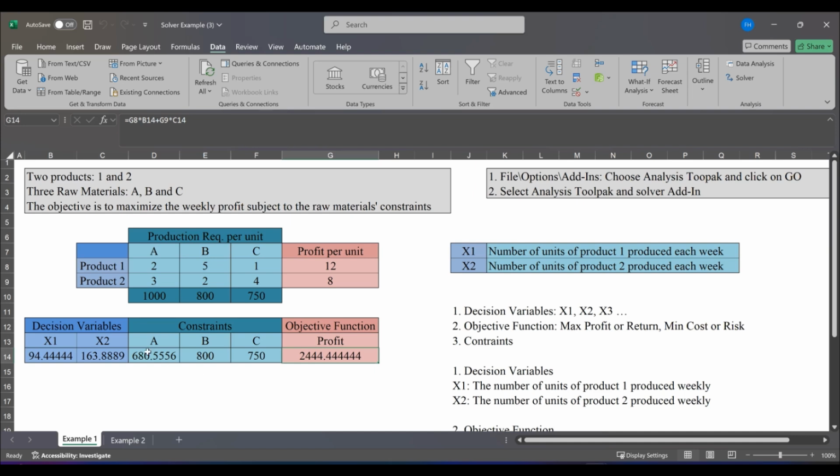Now, if you look at the constraints, those are the actual quantities that I have used. As you can see, I still have some slack regarding raw material A, because for raw material A, I didn't need all the available quantity. So I still have 319.44 available of raw material A. While for B and C, I used the full quantity. I've used the 800 units of B and the 750 units of C.